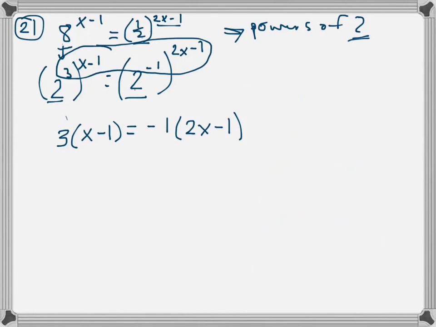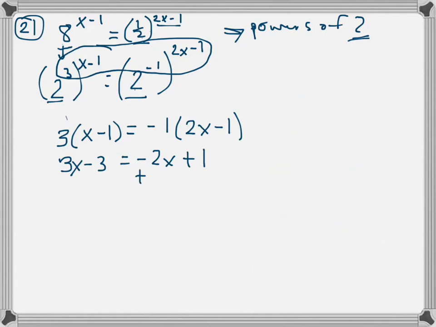Yeah, I think so. Okay, so distribute our 3 through the first set of parentheses, 3x minus 3. Distribute the negative 1 through the other one, minus 2x plus 1. Now let's just solve this thing for x.